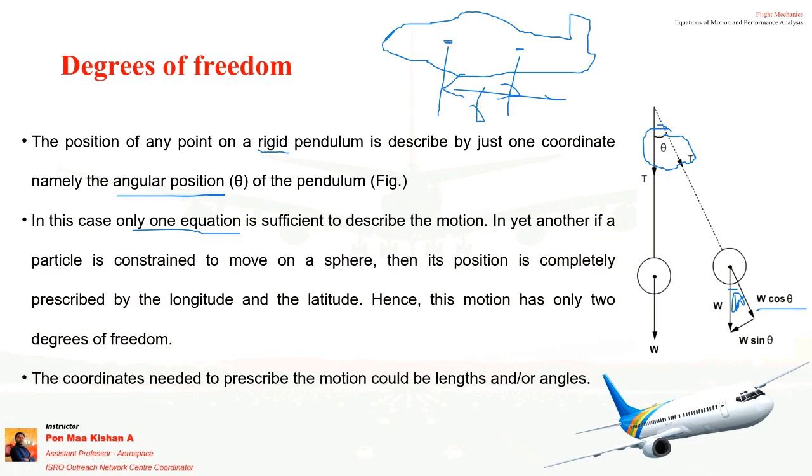Another example: if a particle is constrained to move on a sphere, then its position is completely prescribed by longitude and latitude. Hence, the motion has 2 degrees of freedom. So what was that indicating? If an object or a particle is constrained to move on a sphere, then its position is completely prescribed by longitude and latitude.